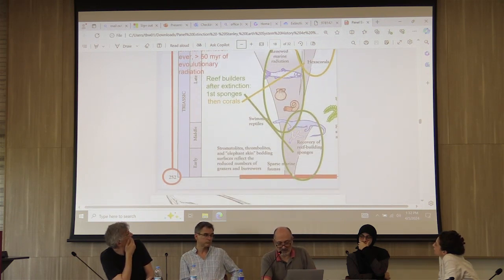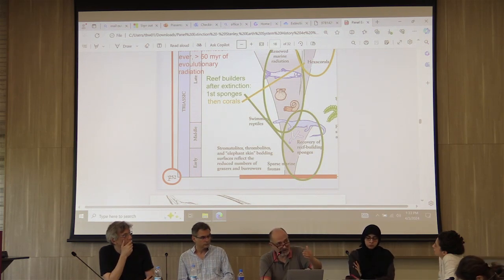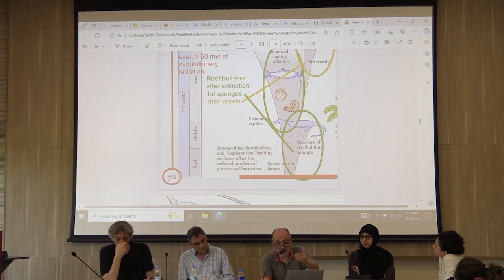This line here is an extinction event. I made it on purpose quite thick, the red line, because this is the one at 252 million years ago. That's the biggest animal extinction ever. Look at how many evolutionary radiations, how much regeneration of diversity has occurred after this extinction, given that this is the biggest.